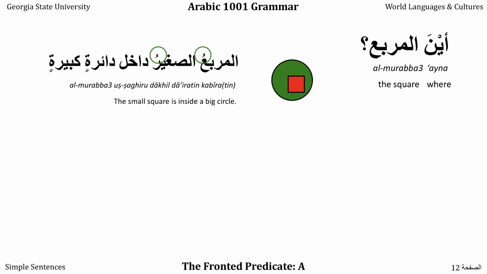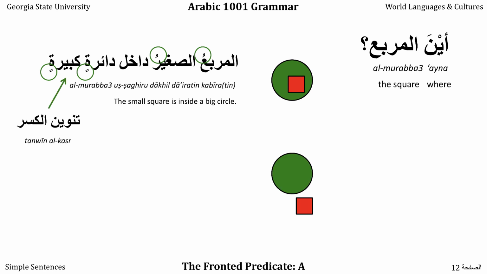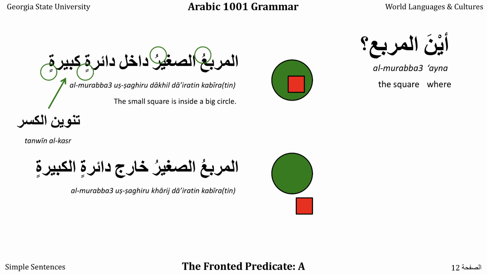Now we have al-murabba and as-saghir have their single dhammas because they're both definite, and because we have no reason to take them out of the marfu' case. But da'ira and kabira, da'ira is our noun, it comes immediately after a preposition, so it's in the majrur case, and it's indefinite, so we mark it with the tanween al-kasr character, which looks like a double kasra and is pronounced in, da'iratin kabiratin.